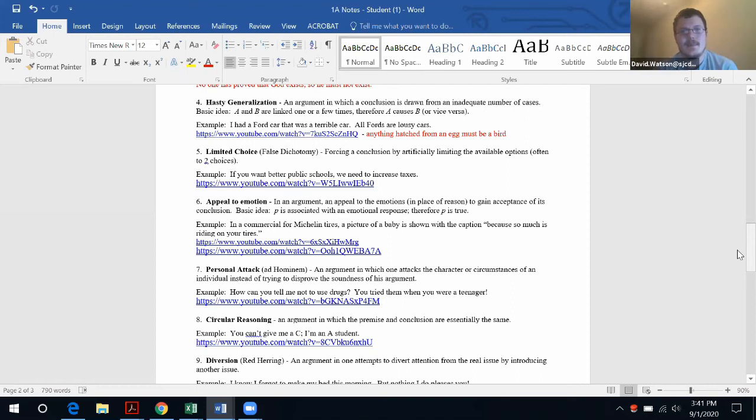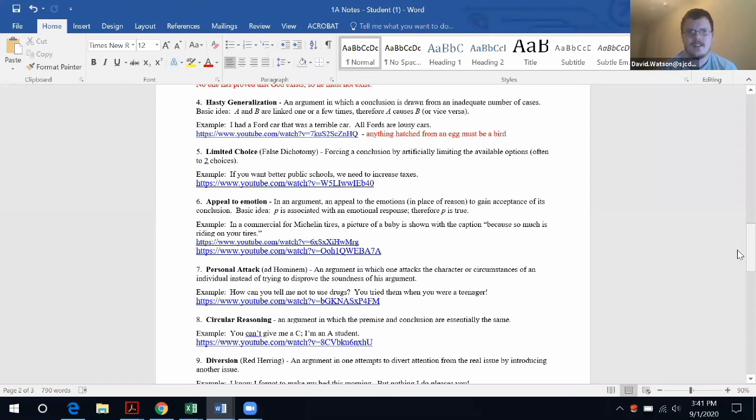All right, next one, limited choice or false dichotomy. Forcing a conclusion by artificially limiting the available options, often to two choices. So, for example, if you want better public schools, we need to increase taxes.